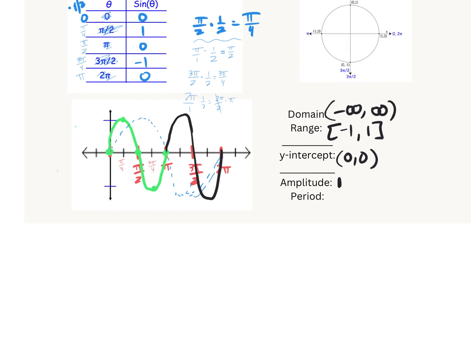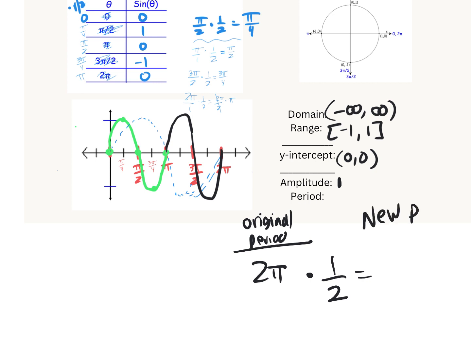We still go from the center line of 0 to the height of 1, but my period changed. My period got shrunk. My original period of my original sine function is 2 pi, and we shrunk it by multiplying by 1/2, so I've got to calculate the new period by dividing my original period by 2. So this would be 2 pi over 2, which is just pi.